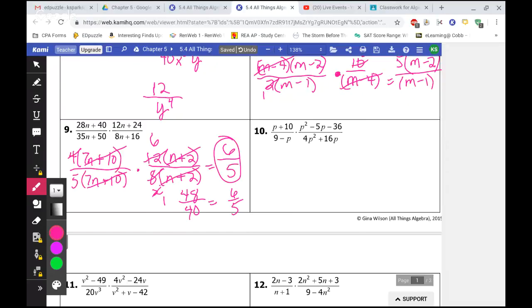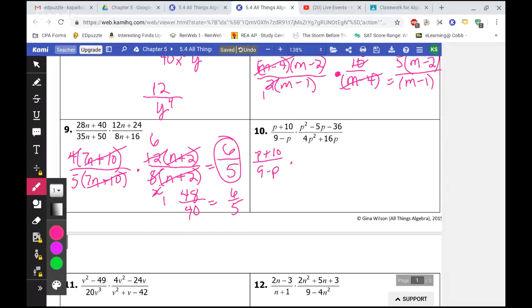Okay. All right. So number 10, there's really nothing to factor in that first rational expression. So we're going to take a look at the second, the p squared minus 5p minus 36 over 4p squared plus 16. I'll just go ahead and rewrite p plus 10 over 9 minus p. And I'm going to write this in its factored form.